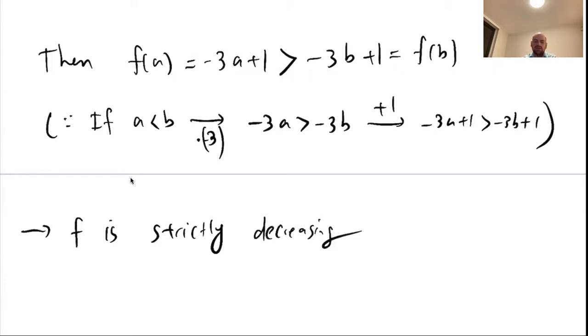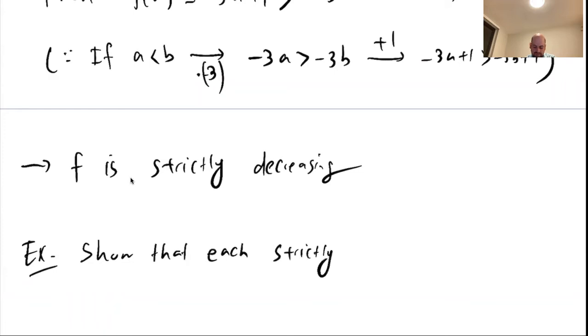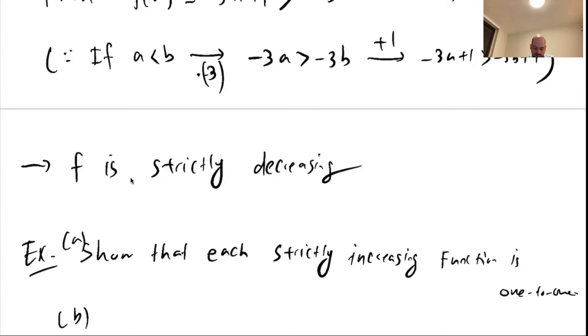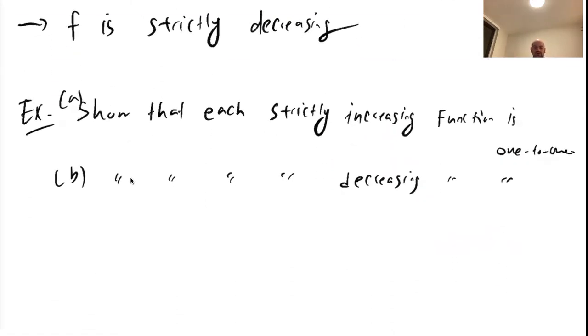So why did I say that this is related to one-to-one functions? The next example says, show that each strictly increasing function is one-to-one, and part b, show that each strictly decreasing function is one-to-one. So if you do one part, the other part is similar.